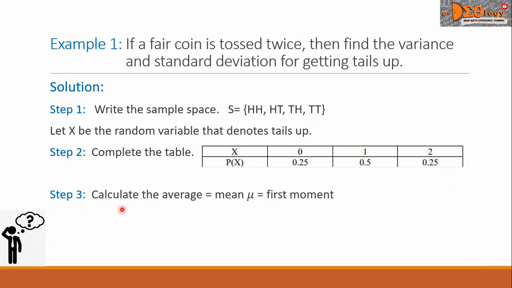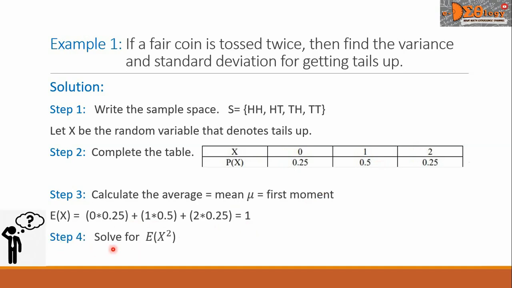Step 3, let us now calculate the average or the mean. Sometimes this is also called the first moment. So for the E of X, we multiply this number X with the corresponding probability. So 0 times 0.25, plus 1 times 0.5, plus 2 times 0.25. Using our calculator, the final answer here is 1.